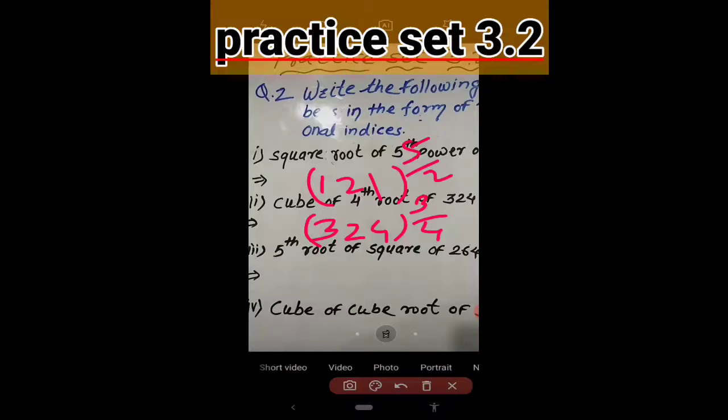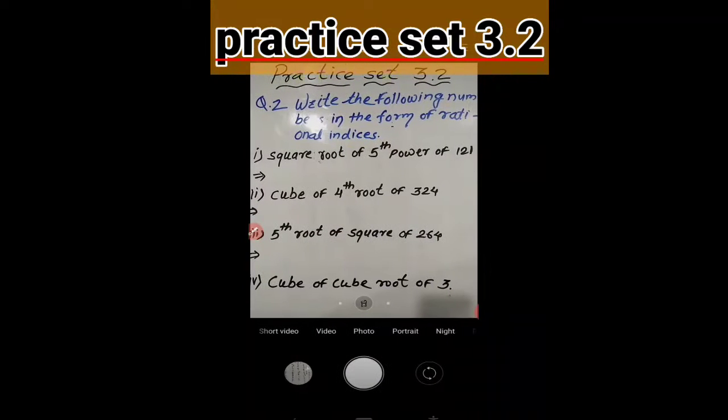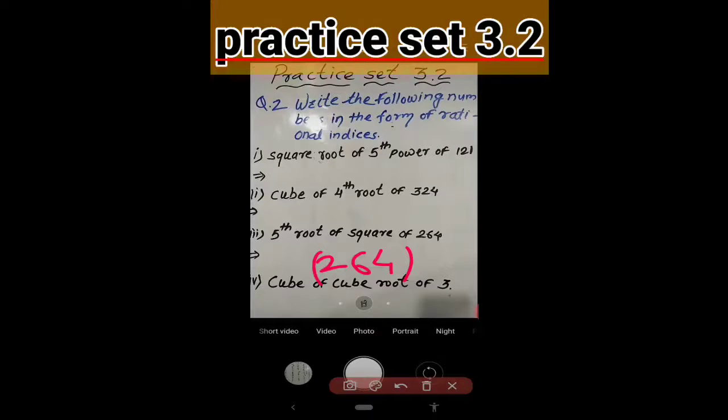Now we take the third example, and the third example is fifth root of square of 264. We take 264 at first, square, and the fifth root. Fifth root means 5 is taken at the root, means at the denominator of the index, and square means the power is 2. So 264 to the power 2 upon 5.